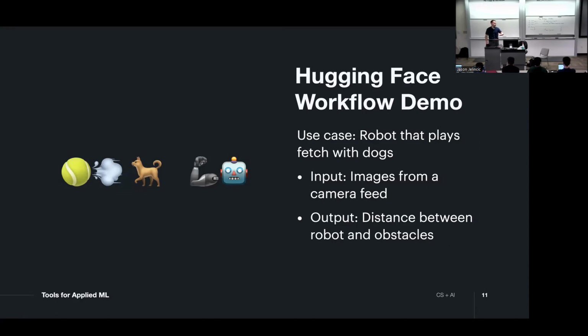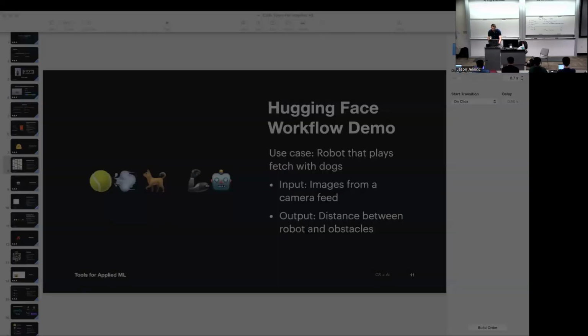So if it's outside, I just want it to throw it as far as it can. If it's in this room, I don't want it to throw it through the back of a wall. So it needs to have a spatial awareness. And to do that, we need images coming in from a camera feed in order to understand what's around it. And as an output, the model should figure out what its distance is to the objects and obstacles around it. So let's look at how we would do this in Hugging Face.